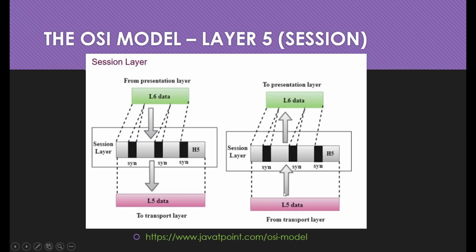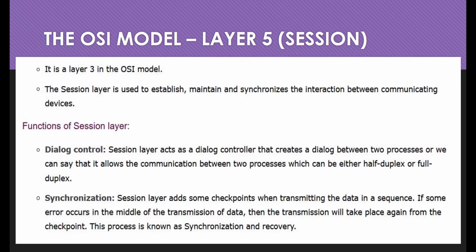So now we have layer 5, which is the session layer, and this takes place after the presentation layer. So the data from the presentation layer is transferred to the session layer. So what can we see from the session layer? We can see that it's actually layer 5, not layer 3 in the OSI model, so that's a mistake. The session layer is used to establish, maintain, and synchronize the interaction between communicating devices. So we can see two functions of the session layer, which are dialog control and synchronization. So we can see that the session layer is very, very important.